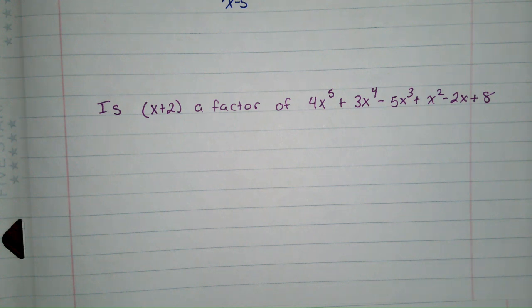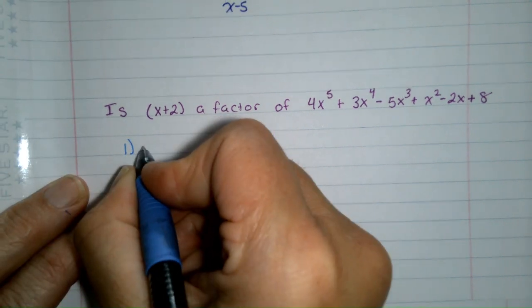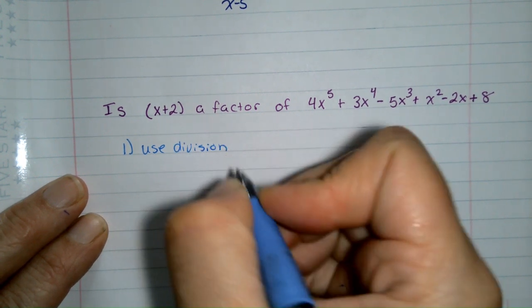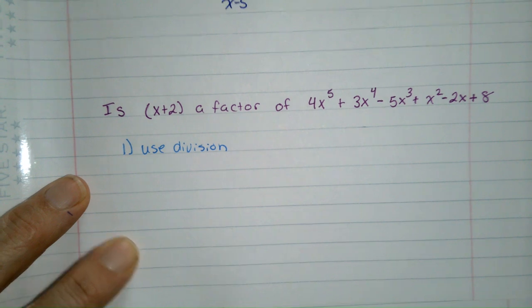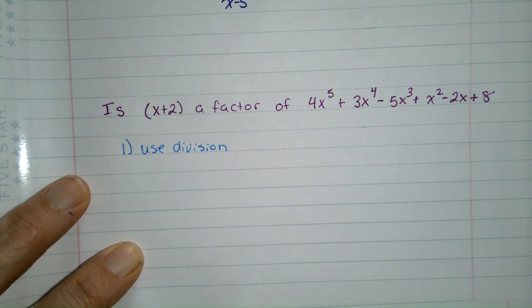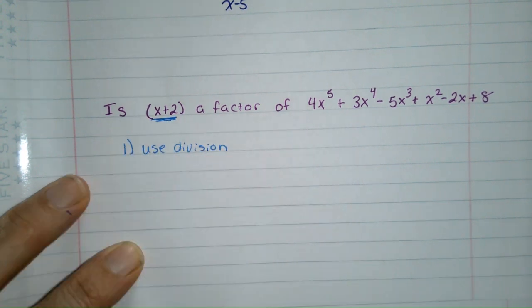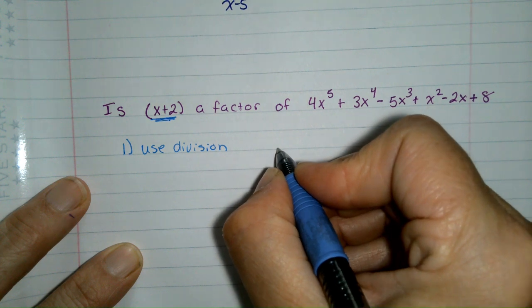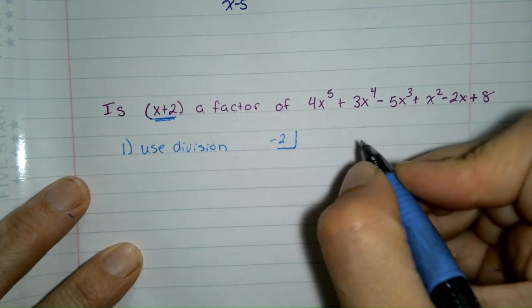There are two ways to do this. Okay? We can either actually divide it, or we can do the remainder theorem. So let's do actual division first. This one is eligible for long division as well as synthetic division, so I'm going to use synthetic. We're trying to divide and see if it divides perfectly, because a factor is a perfect divisor. So I'm going to use -2 here.